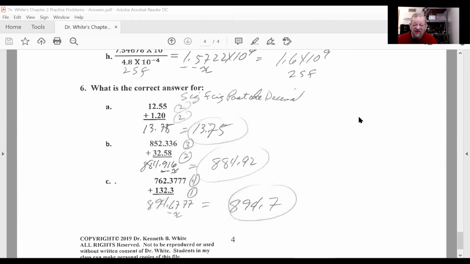Now, someone asked, are you always going to use the lowest significant figure to round off? It matters what math operation you are doing, and the answer is yes. If it's multiplication and division, it's the whole number, the lowest significant figure. If it's addition, it's to the right of the decimal point. So, Erica, does that answer your question? If not, ask some more.